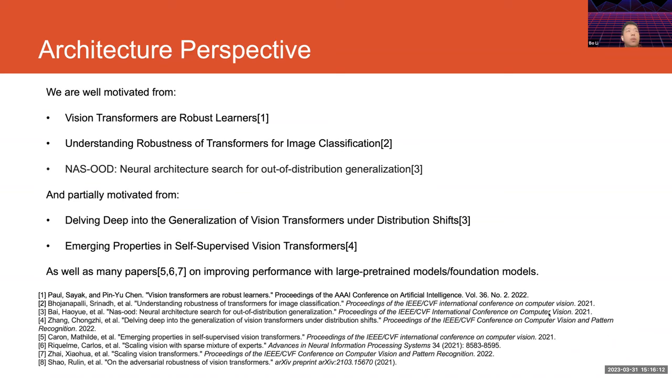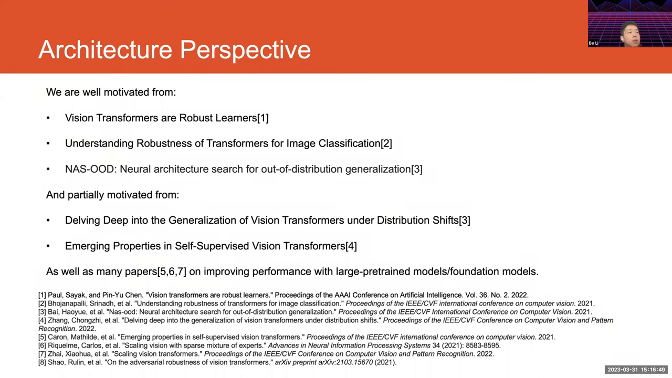So we are motivated by research from outside this area. These are the three famous papers that motivated us: Vision Transformers are Robust Learners, Understanding the Robustness of Transformers, and Neural Architecture Search for Out-of-Distribution Generalization. And partly motivated by a few other papers as well.